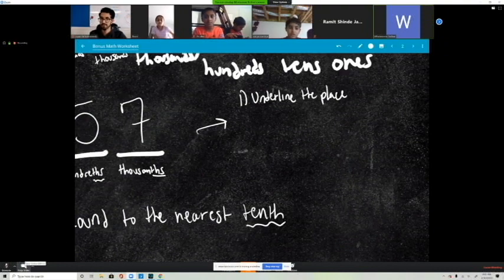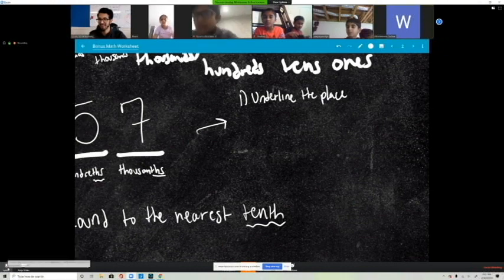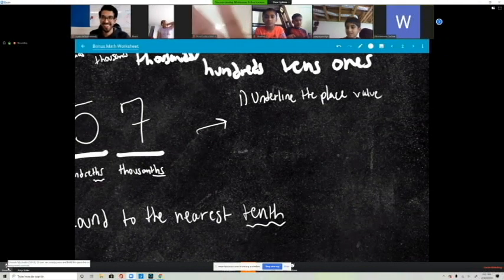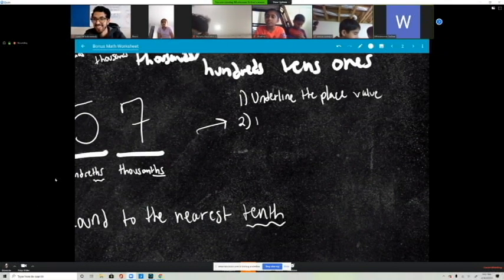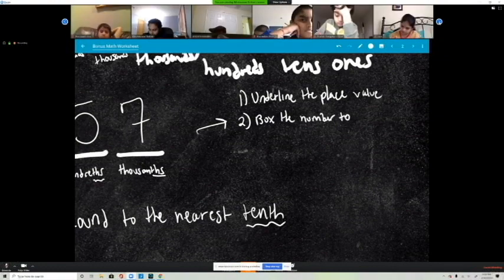All right, step 1. We're going to underline the place value that we want to do, right? And then number 2, we're going to box the number. I'm not going to say next door. I know a lot of you kids did not like the way in which I said it. I'm going to say box the number to the right, okay? How about that? To the right.